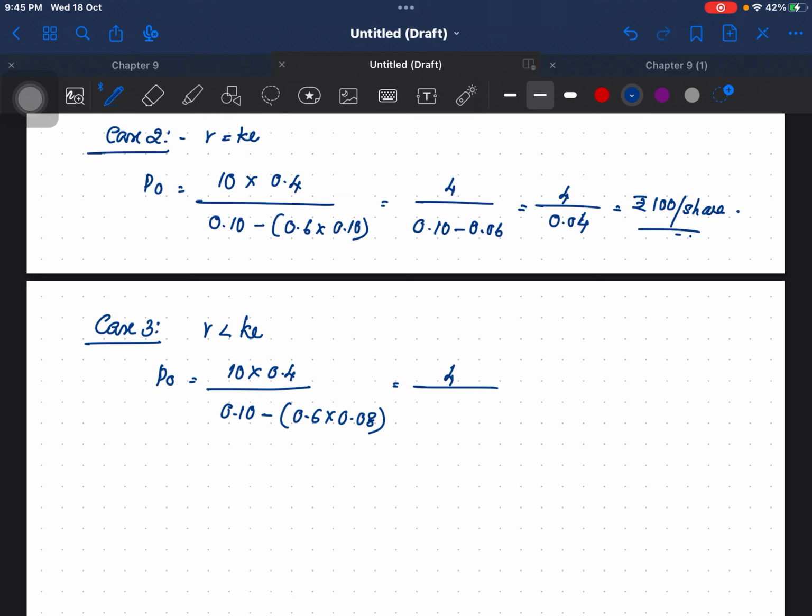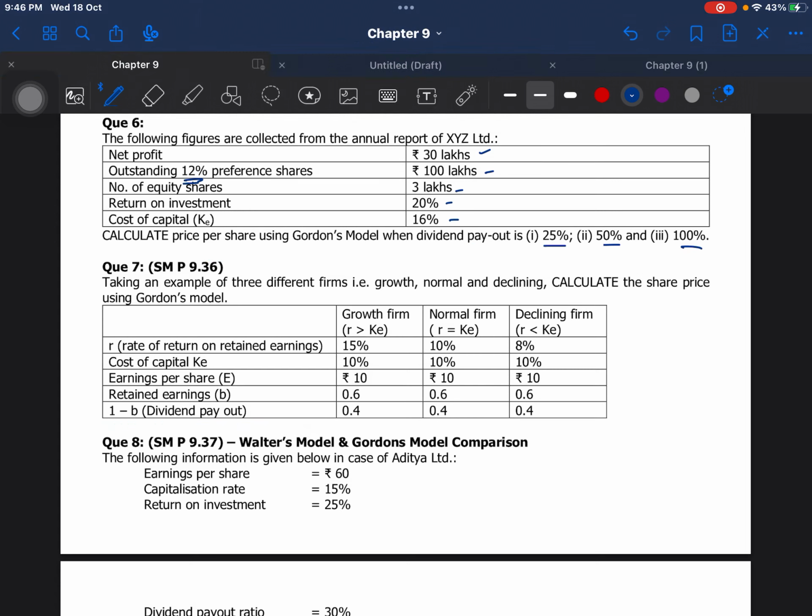Four divided by 0.10 minus 0.06 into 0.08, so 0.10 minus 0.048. That is 4 divided by 0.1 minus 0.048, that is rupees 76.92. So this is the value per share. We were asked to calculate the share price using Gordon's model, and we have calculated it. So that's all about this problem.